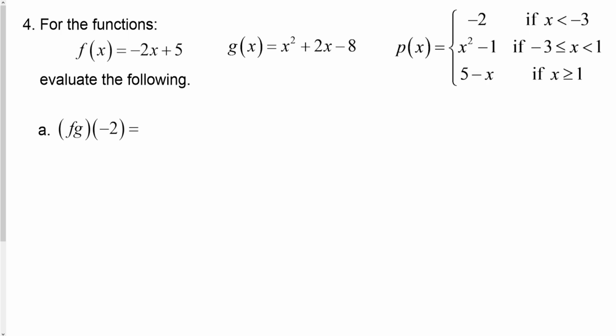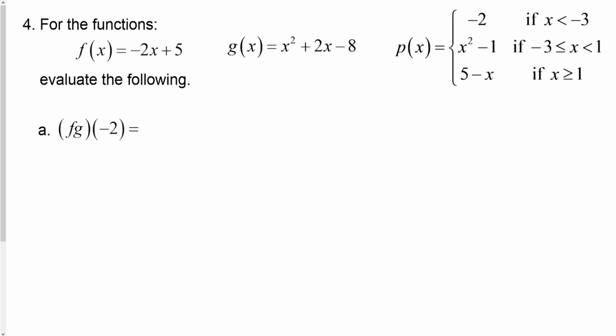Number 4. For the functions f of x equals negative 2x plus 5, g of x equals x squared plus 2x minus 8, and p of x equals negative 2 if x is less than negative 3, x squared minus 1 if x is between negative 3 and positive 1, and 5 minus x if x is greater than or equal to 1. We want to evaluate the following. So part A asks us to find f times g of x.